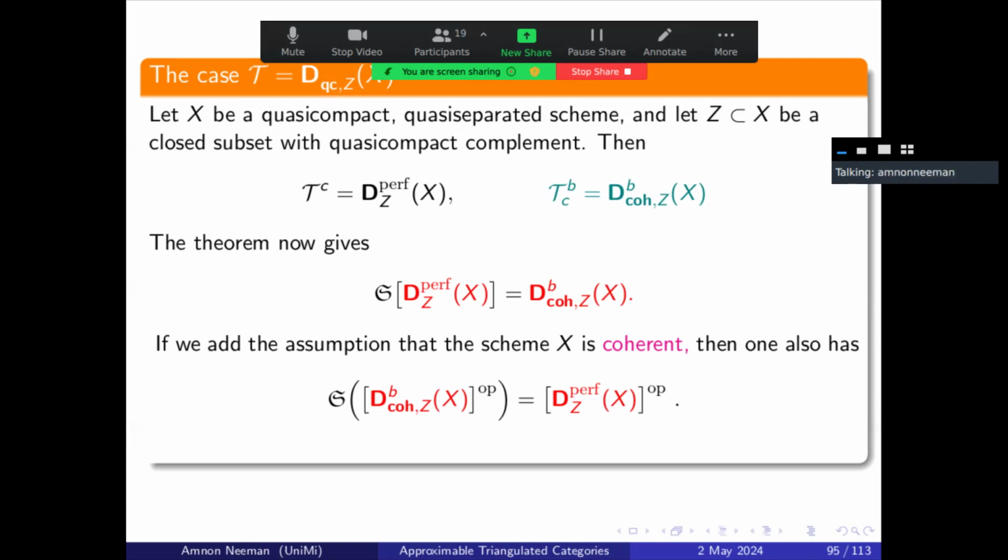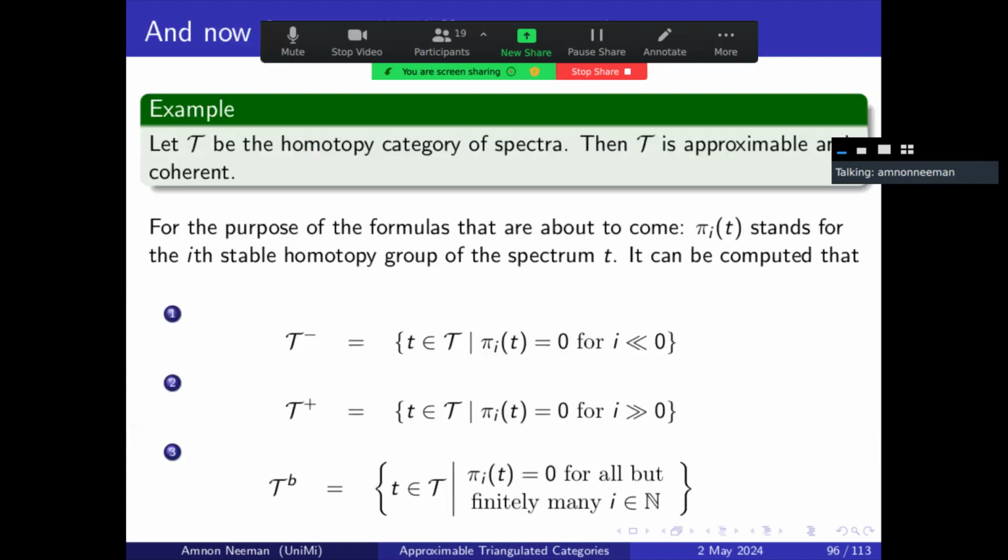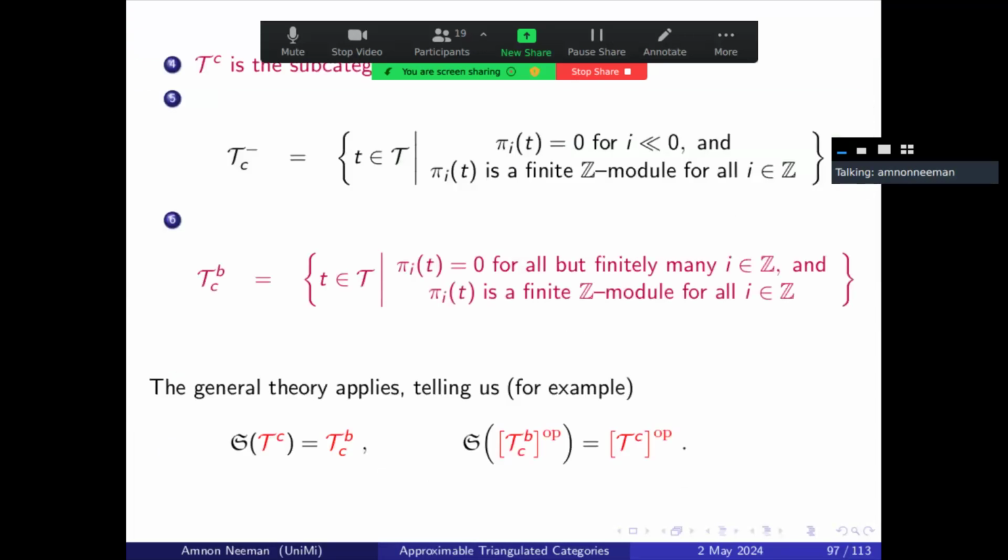Now, this is not special to algebraic geometry. It also applies to the homotopy category of spectra. It turns out to be an approximable triangulated category and coherent. And you can compute all of the subcategories, and in particular, you can compute TC. It's the category of finite spectra.